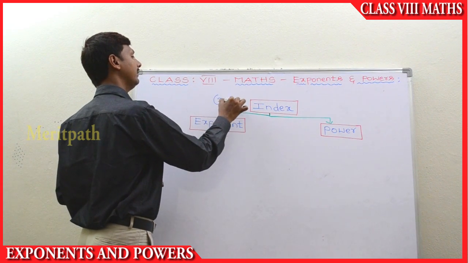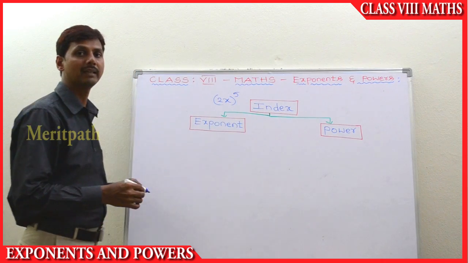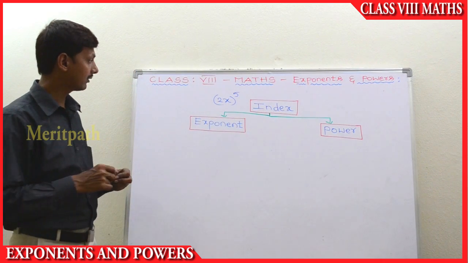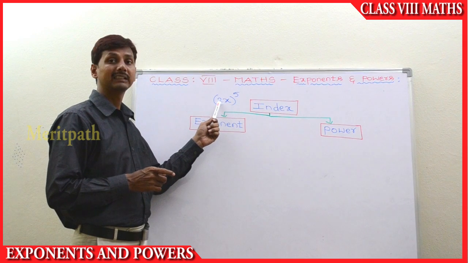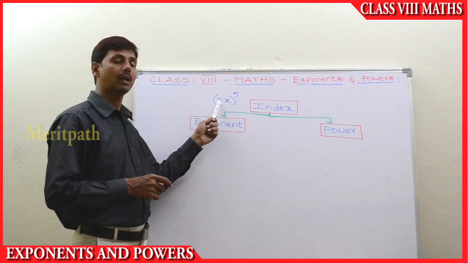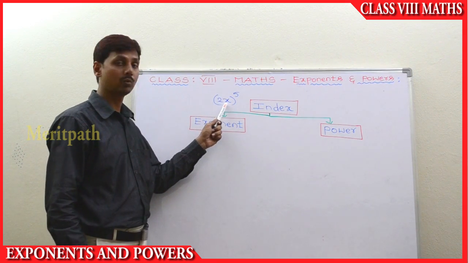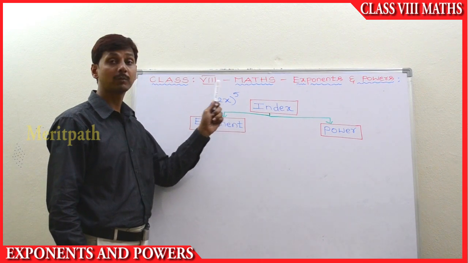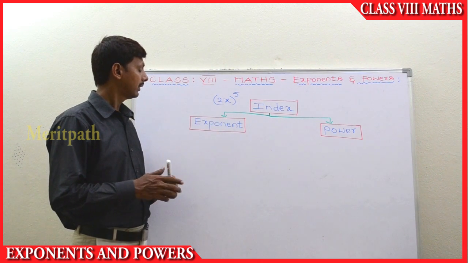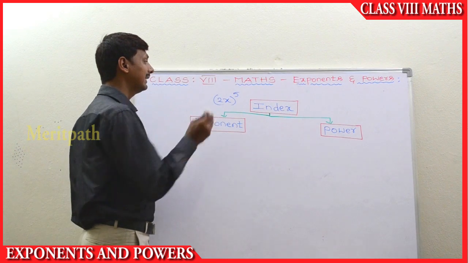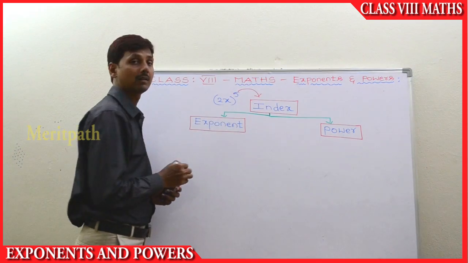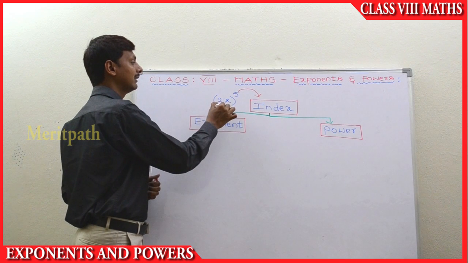x to the power of 5. We'll call it the index because it has a base of a numerical value and also a variable. So (2x) whole to the power of 5. This 5 is called the index, and 2x is the base.